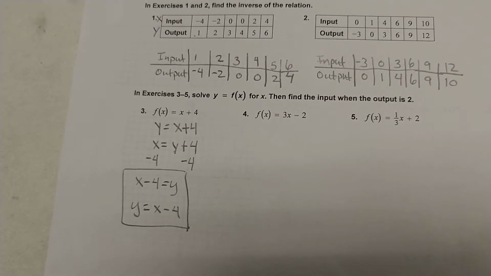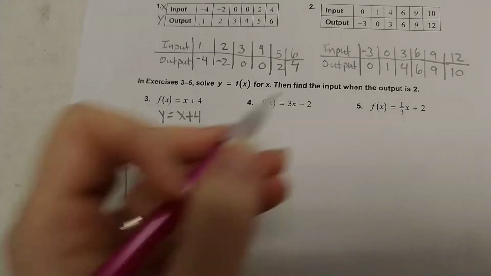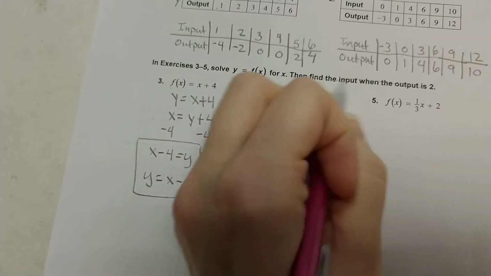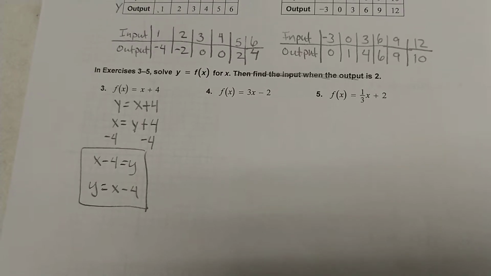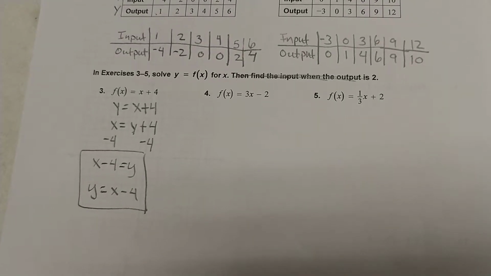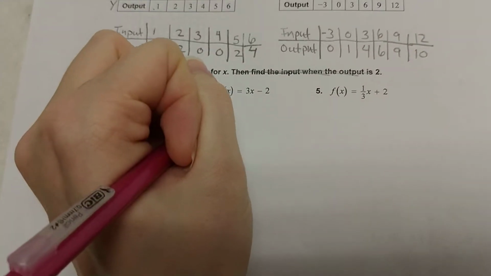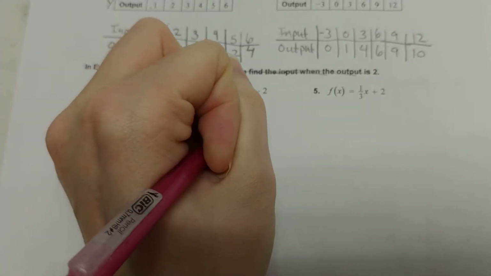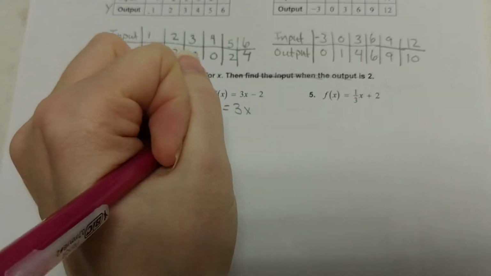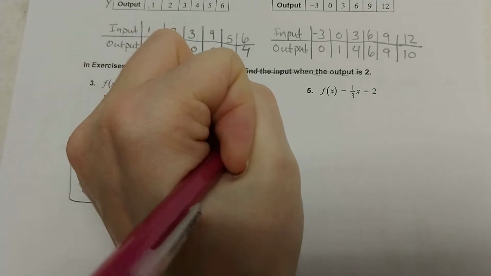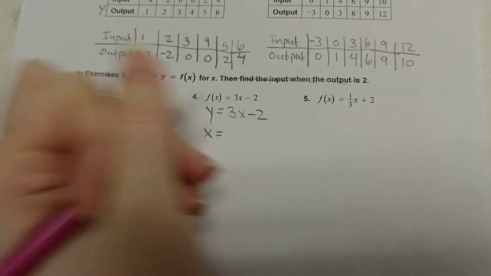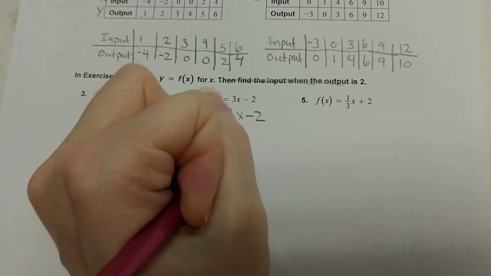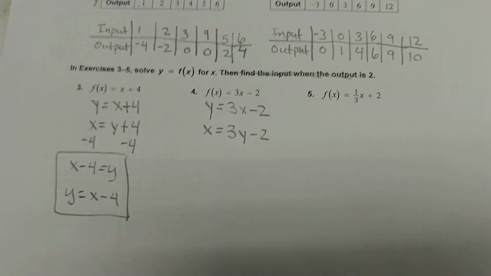So find the input when the output is 2. We're not going to worry about that piece. We're just worrying about finding the inverse right now. So we're going to follow the same steps for number 4. First thing we do is we change f of x to y. So we have y equals 3x minus 2. Now I want to switch my x and my y. So I have x equals 3y minus 2.